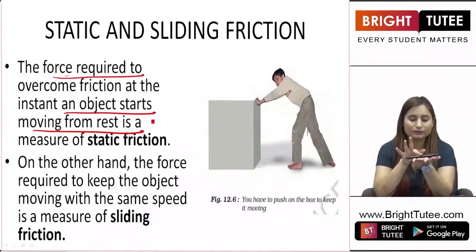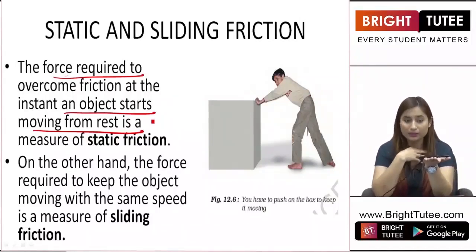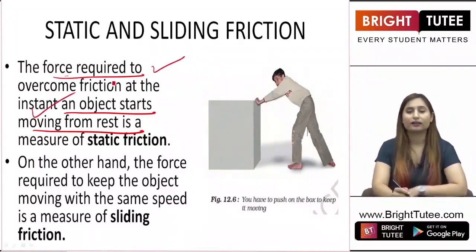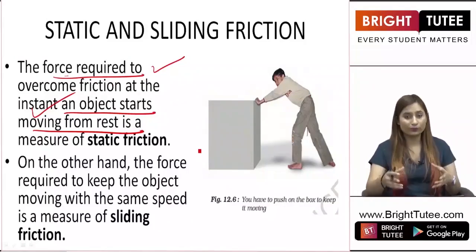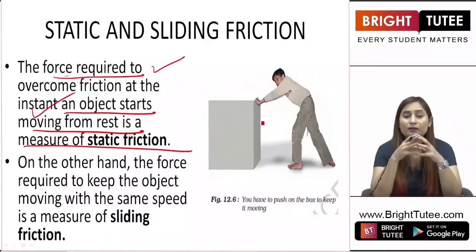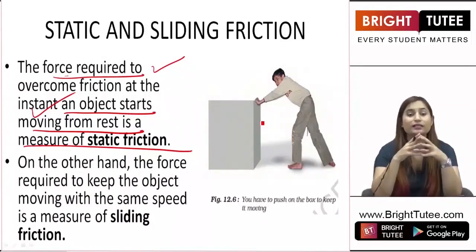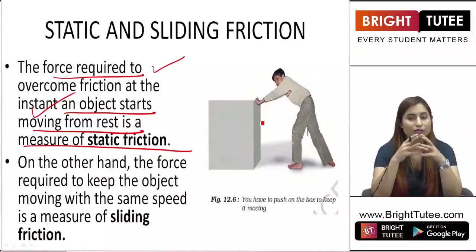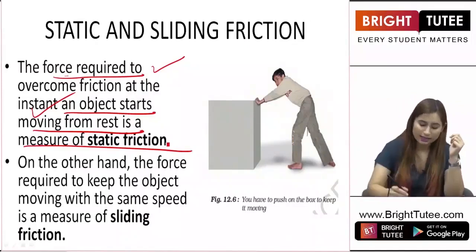I push it. Now the force applied by me on this pen to move it is the measure of static friction, right? So what does this tell you? The force required to overcome the friction at the instant an object starts moving from the rest position is a measure of static friction. Basically, we are moving a static object which was not moving initially. When we push it, it starts moving. Now the force that was applied to overcome that static position, the minimum force required to move that object, is static friction.